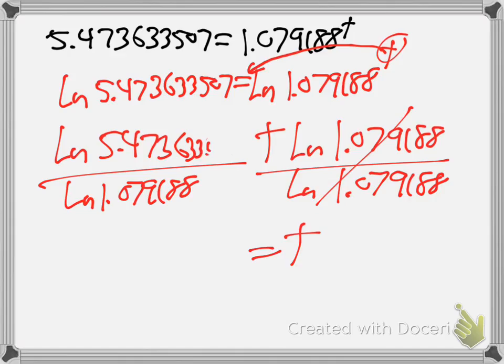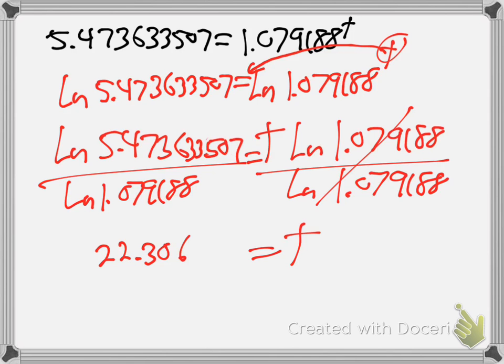Okay, so if you have the answer button, it makes life easy. Hit natural log and then just use that answer that was on your screen, divided by the natural log of 1.079188. I would type this twice if it was my test. 22.306. That's good enough. That's my T.